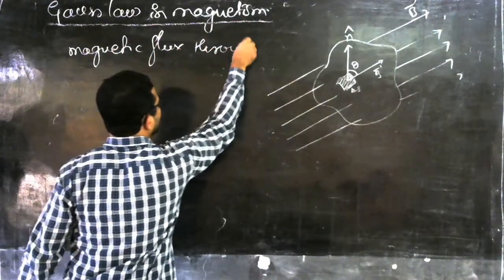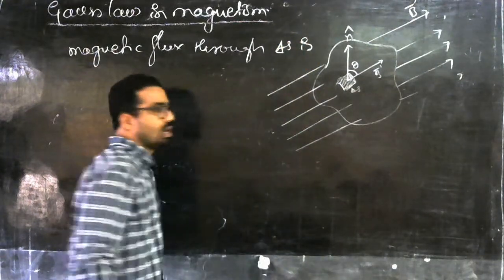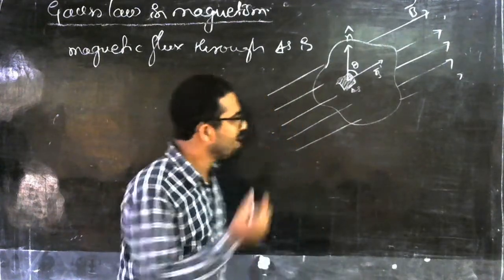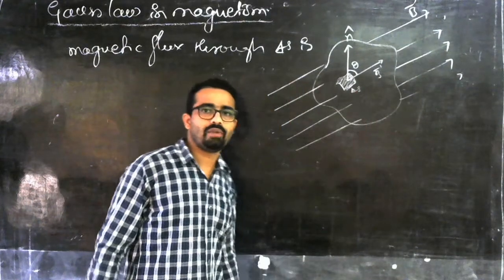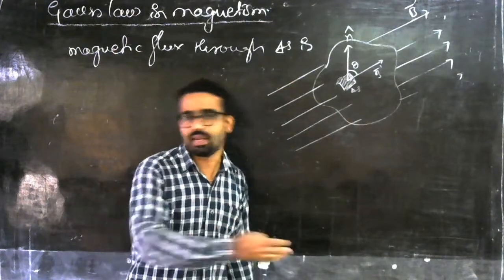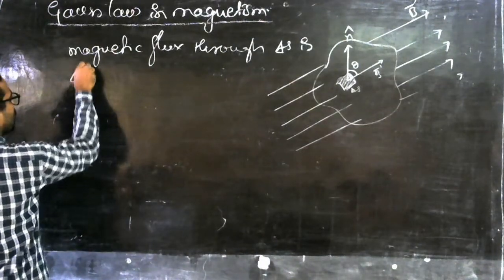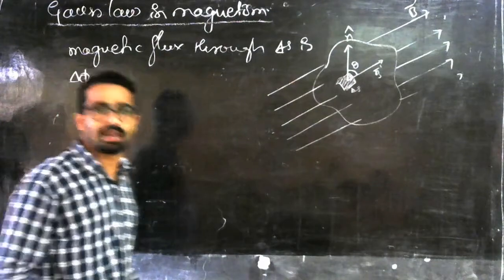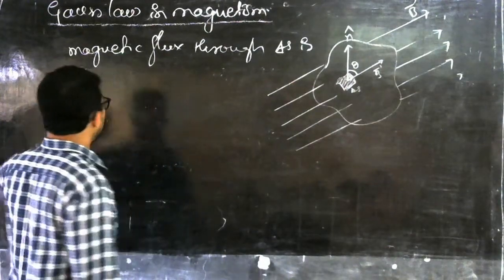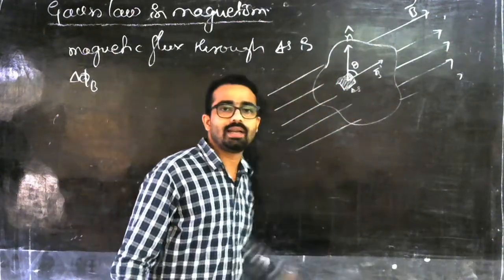magnetic flux through delta S is. I am telling you, we are calculating the magnetic flux through a very small area, that is delta S. That is why the magnetic flux should be very small. That is why we will take delta phi b. Phi b is the representation for magnetic flux, and delta phi b means a very small quantity of magnetic flux through the area delta S.